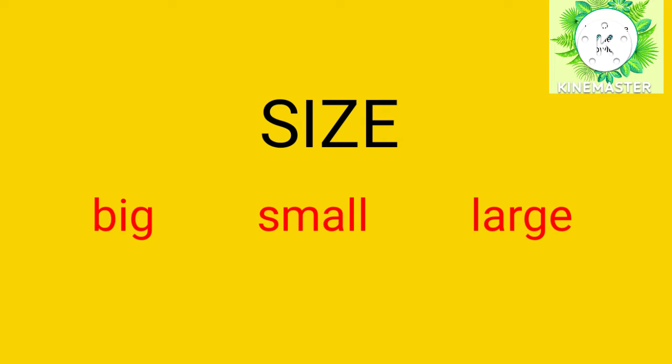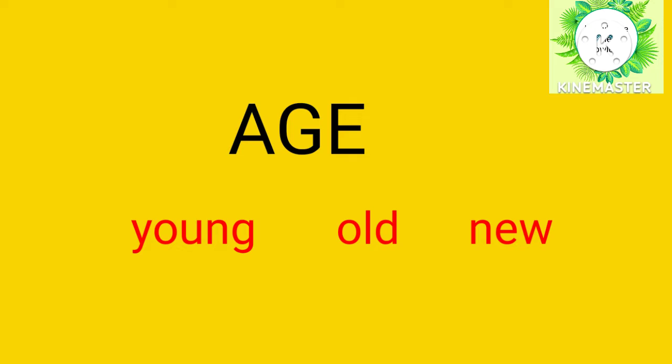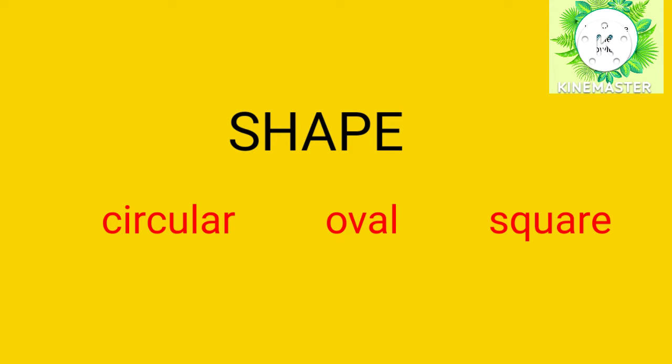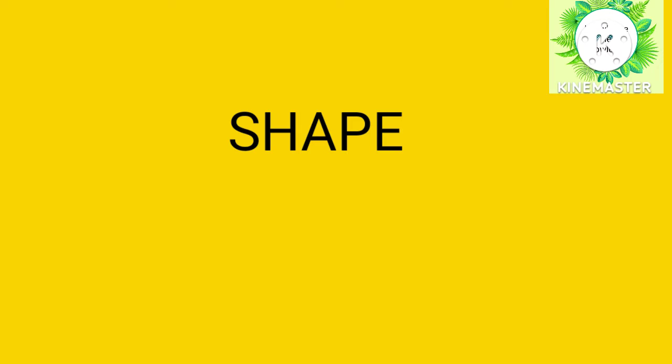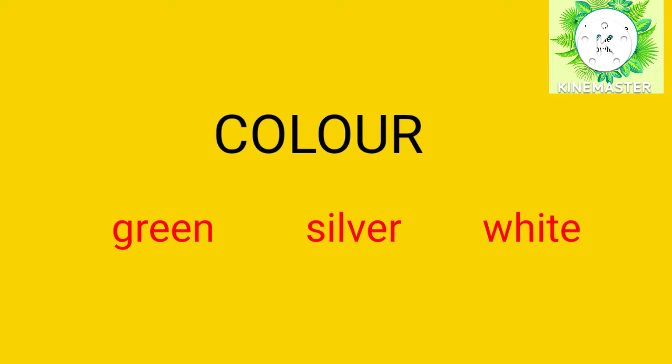Size: big, small, large. Age: young, old, new. Shape: circular, oval, square. Color: green, silver, white.